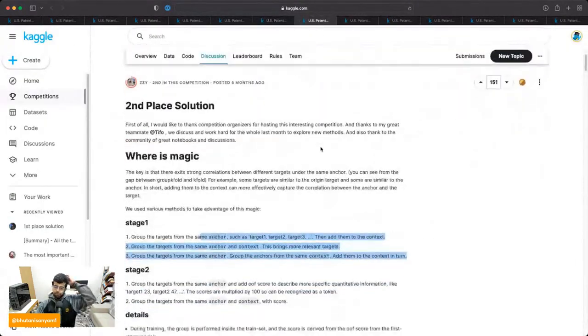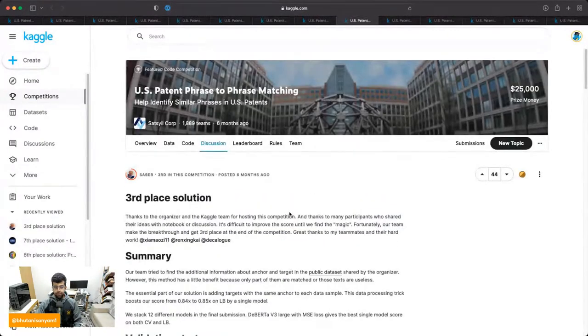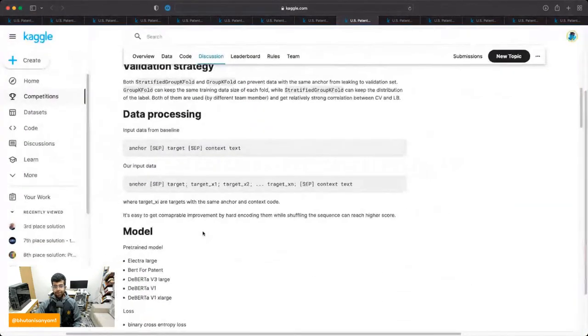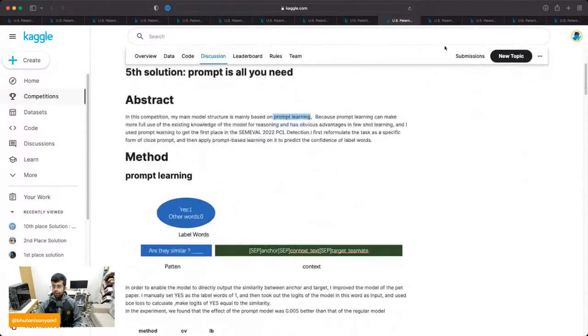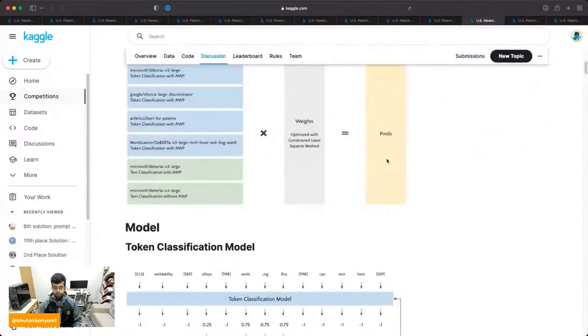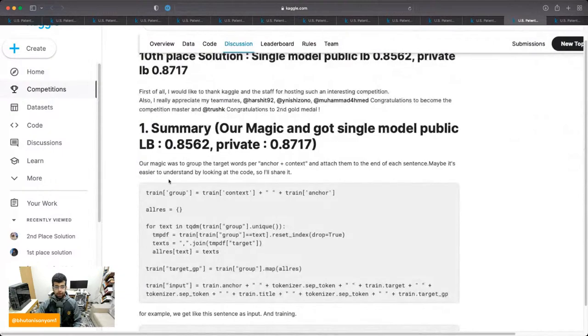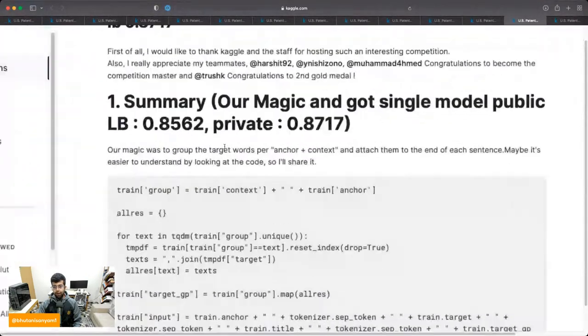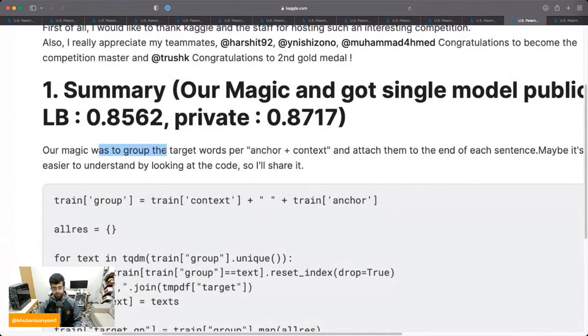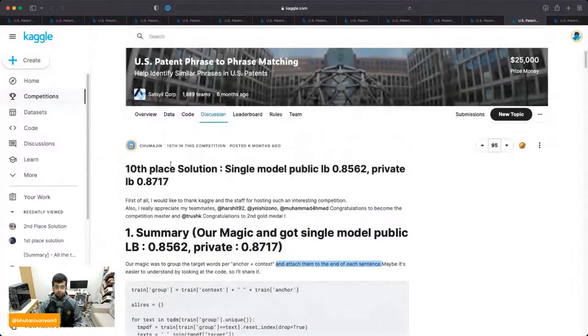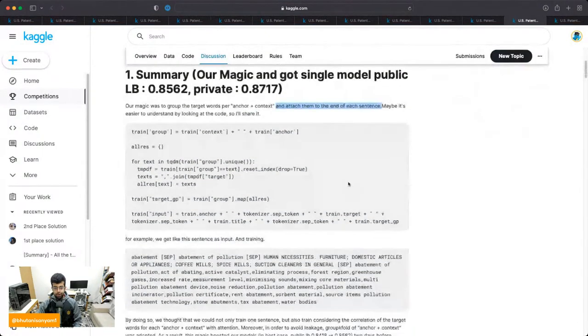I think one of the solutions had really explained this nicely. Let me try to remember which one that was without embarrassing myself. I think the 10th place solution explains it really well. So the magic was to group the target words per anchor plus context, and then attach them at the end of each sentence. And Chumajan has very nicely shared the code as well. So we'll quickly read through that.